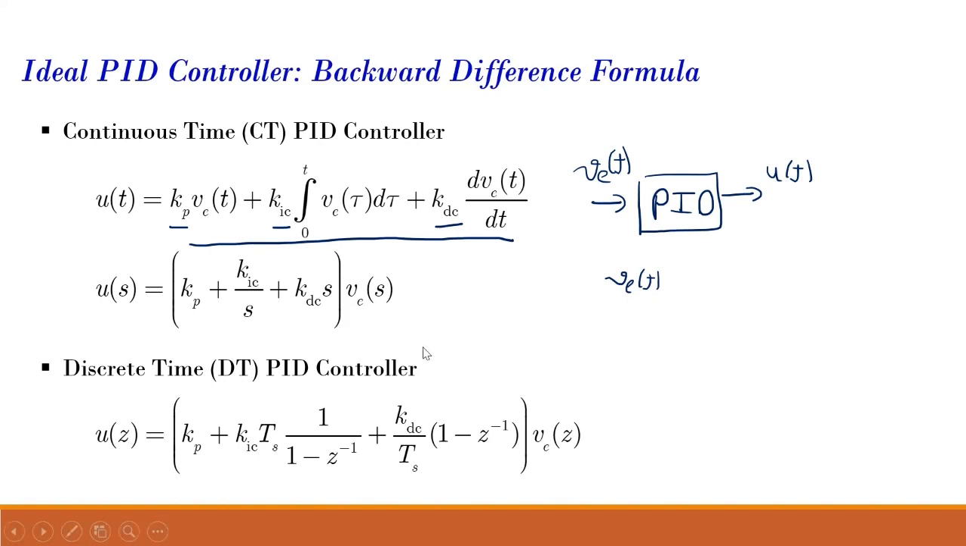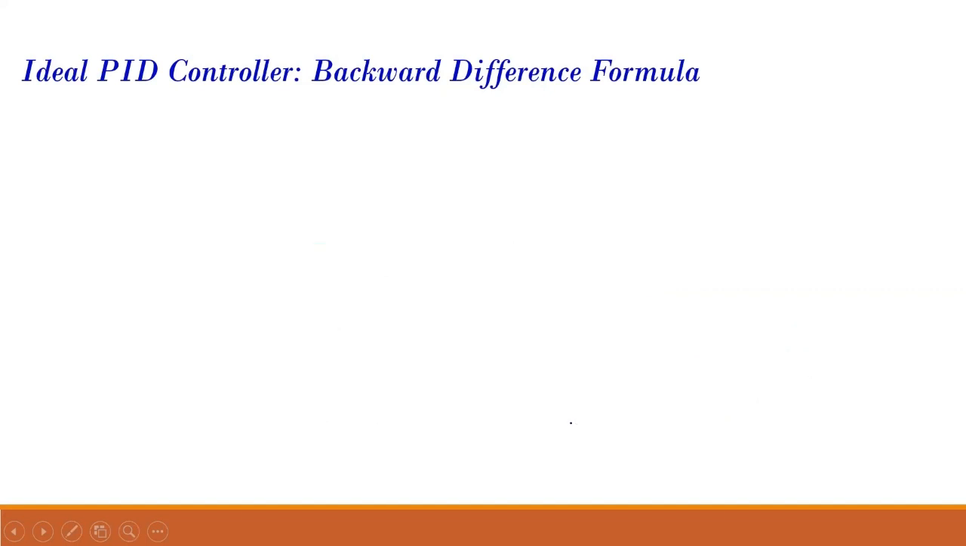And then when we convert into discrete time, we get the following equation. We are substituting S by (1 minus Z inverse) upon T. If we substitute S by (1 minus Z inverse) upon T, then we are converting it from the analog, continuous-time domain to discrete time, and then we can get a PID controller.